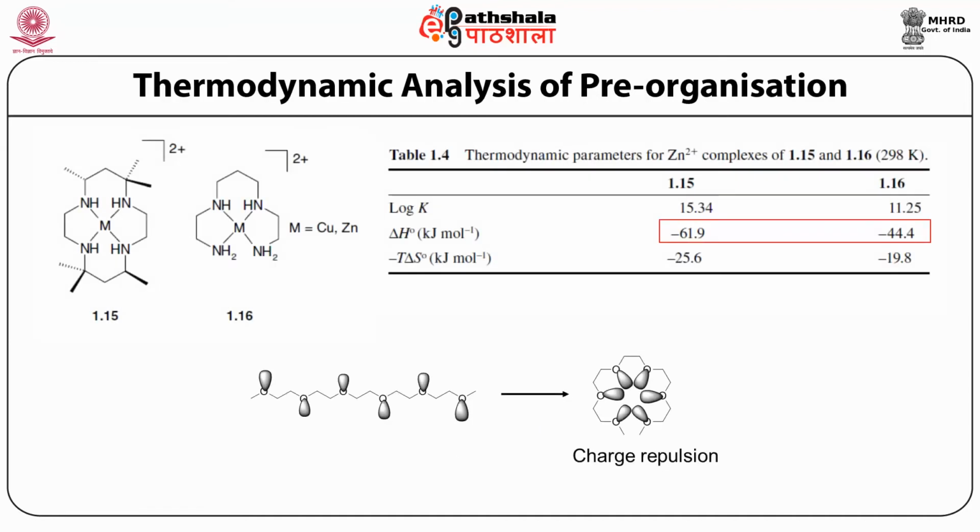So if you look at the following example, where in one case you have a macrocycle and in the other case you don't, it binds to copper or zinc and forms a macrocycle-like template. You can see in the first case the enthalpic change is much more than in the second case, and this has to do with the pre-organization. Because the lone pairs are solvated, once you get them packed together, first of all they have a charge repulsion, and you also sacrifice the solvation.